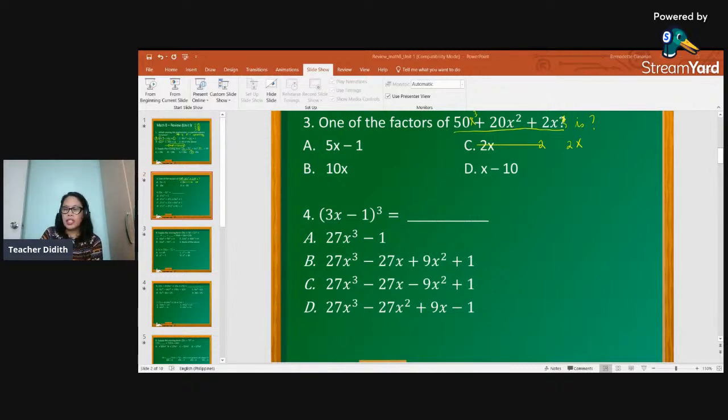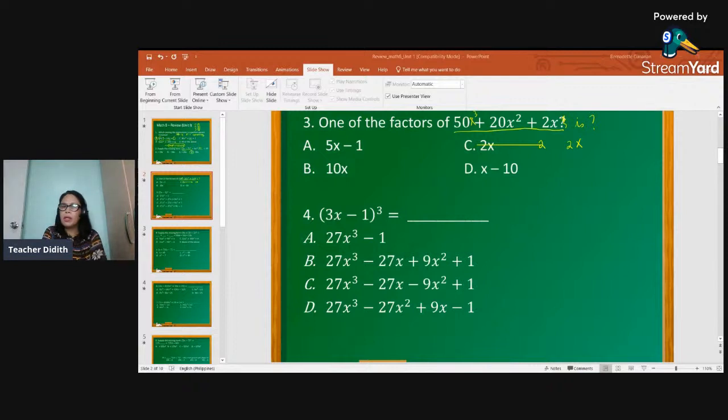Okay, so letter D daw yung answer. Let's find out. So cube of binomial, x plus y, cube. So cube of binomial is obtained by working on the cube of the first term, plus or minus thrice the square of the first term times the second term, plus thrice the first term times the square of the second term, plus or minus the cube of y.